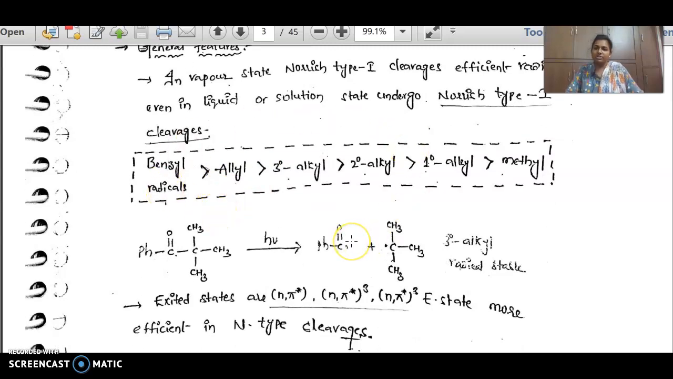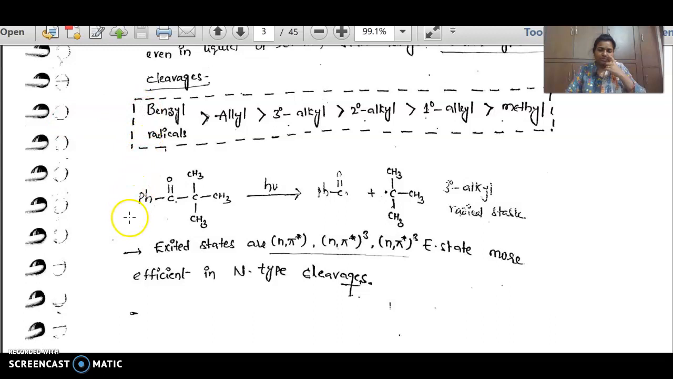After the cleavage, whatever radicals are formed, this is the reactivity order. If there is a possibility of a benzyl radical and an allyl radical, the benzyl radical is more stable, so that bond will break. This is the reactivity order of the radicals formed: benzyl radical, then allyl radical, tertiary, secondary alkyl radical, primary alkyl radical and methyl radical. We'll see one example of that.